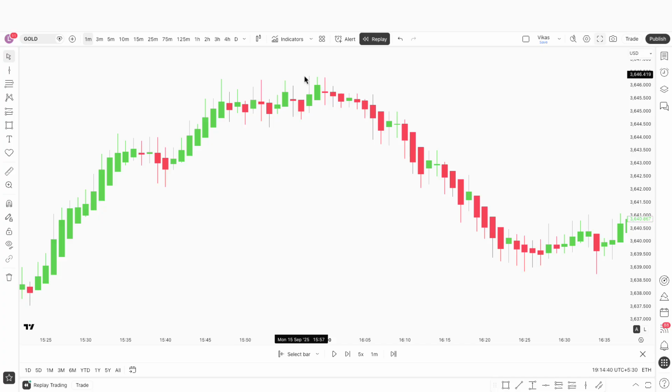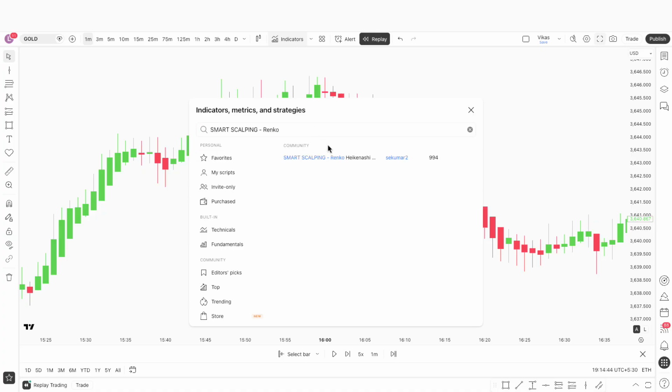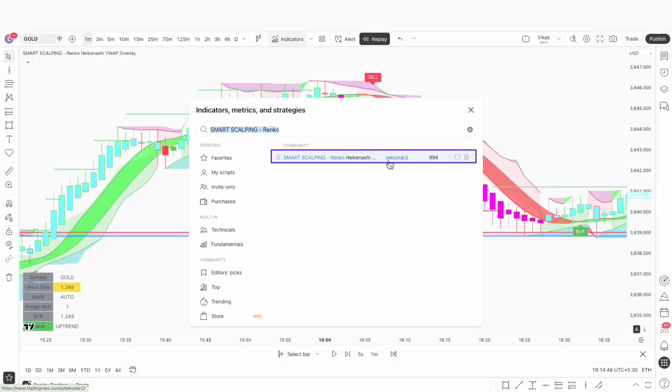Next, you'll want to find those magic indicators. Head over to the Indicators tab and search for the Smart Scalping Renko. Select the indicator made by S.A. Kumar 2 and add it to the chart.